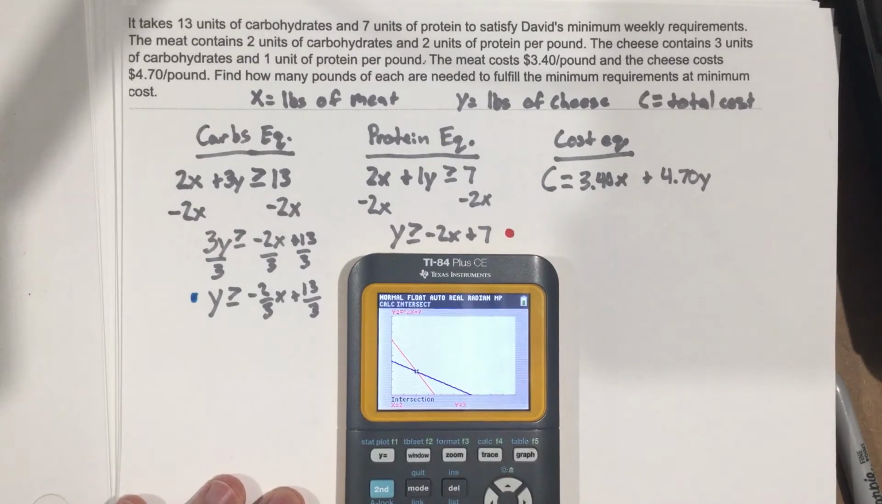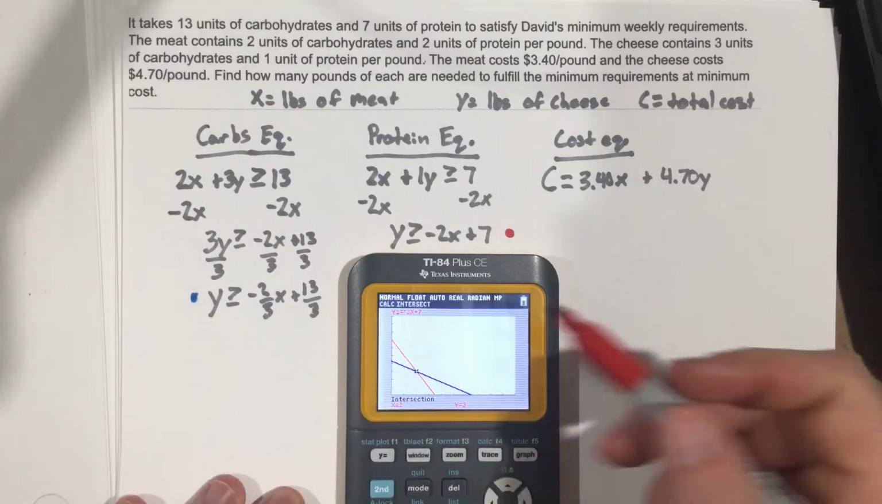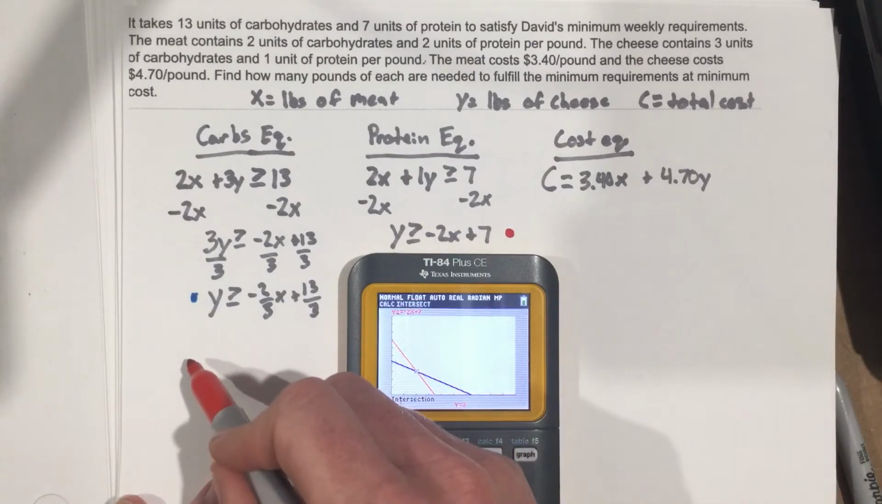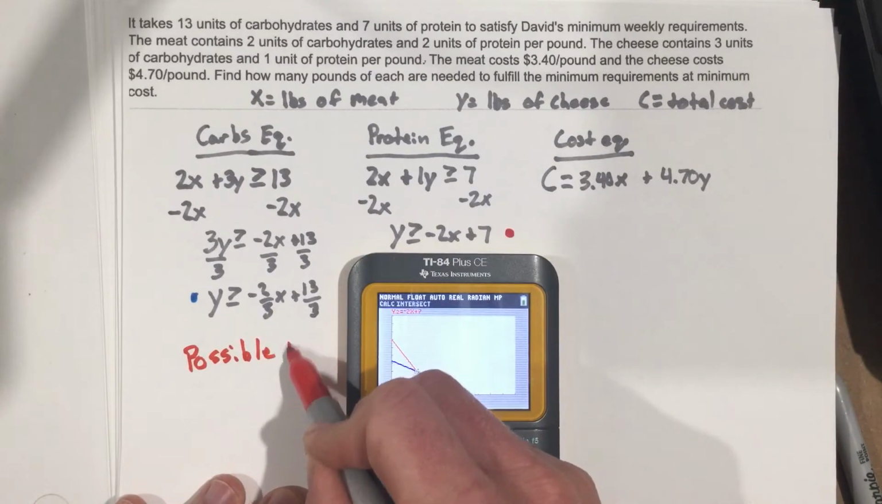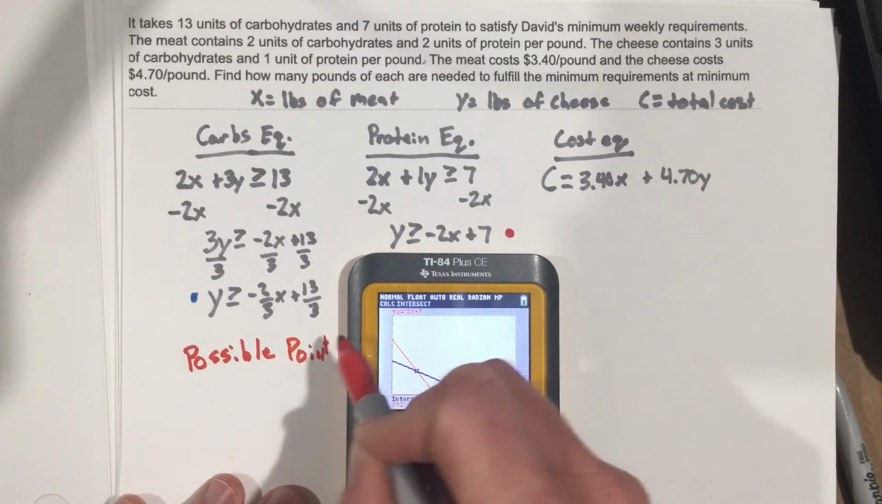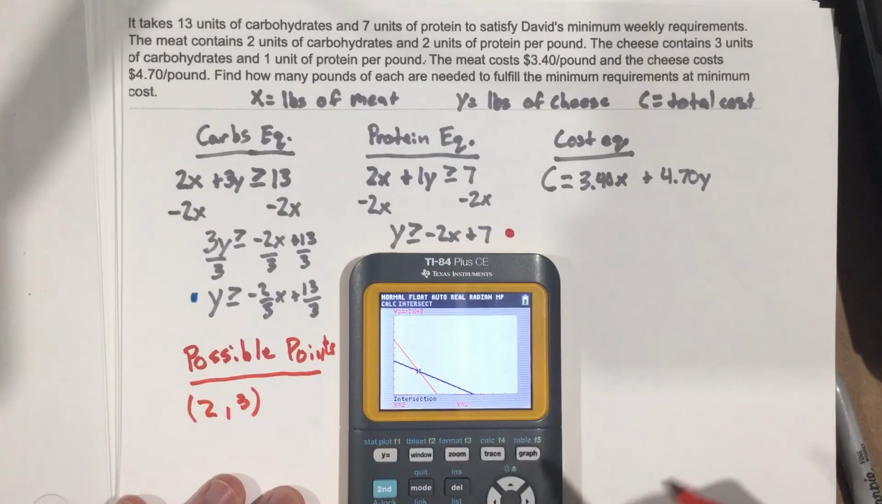So one coordinate we need to check. We need to check 2, 3. So we'll call this, I want to call vertices, we'll say, how about possible points? And we're going to call this 2, 3 is one of them. Now we need to go over and check out where this one intersects. And it looks like it intersects right at 7. So 0, 7 is another one.